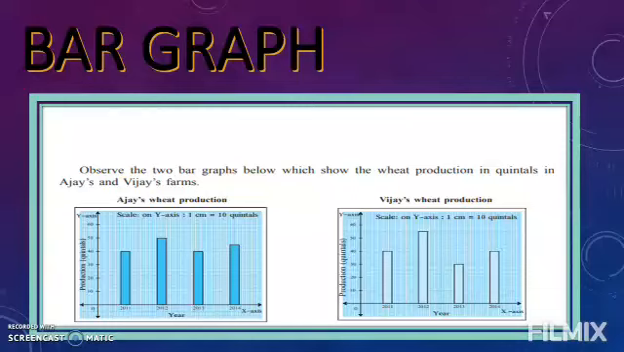Now in both the graphs, information is shown about wheat production in the same years, that is 2011, 2012, 13 and 14. If we want to show the information on one graph page, so instead of separate bars, we will draw joint bar graph. And in this way, information of both we will get on one graph only. Now let's see how to draw joint bar graphs.